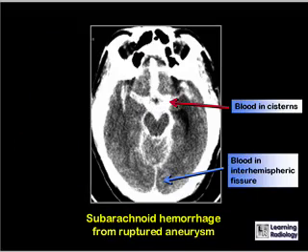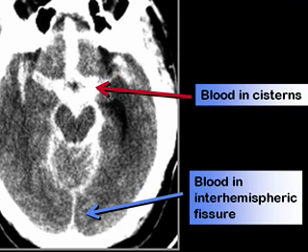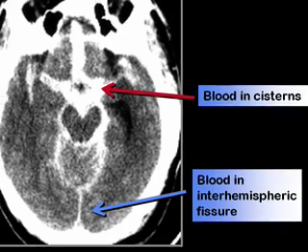This is an example of subarachnoid hemorrhage from a ruptured cerebral aneurysm. The red arrow is pointing to blood in the cisterns, the blue arrow to blood in the interhemispheric fissure. Blood in the cisterns, the fissures, and the sulci should make you think of subarachnoid hemorrhage.